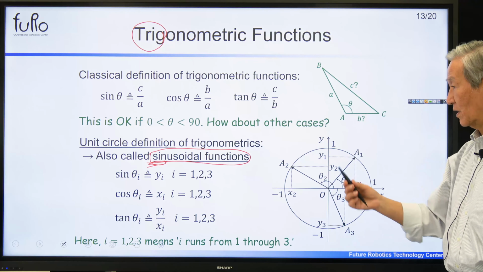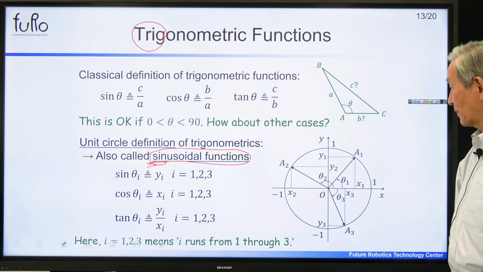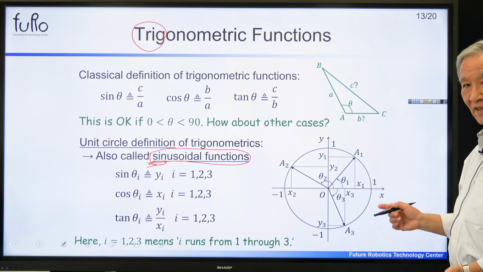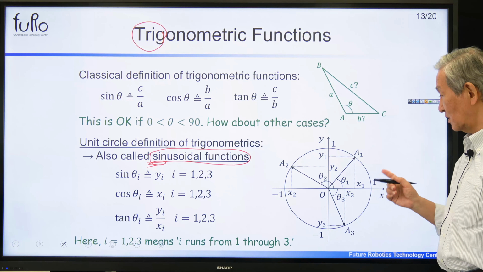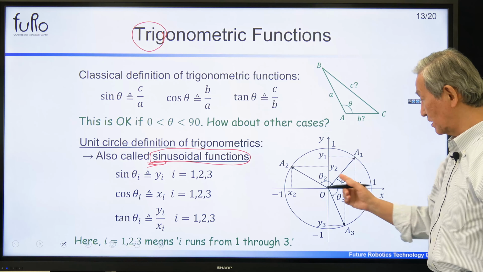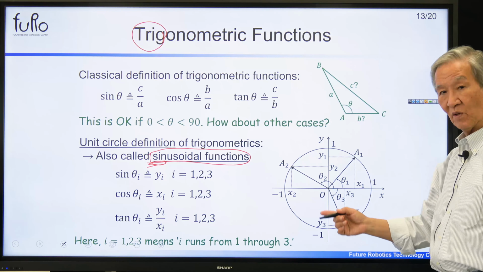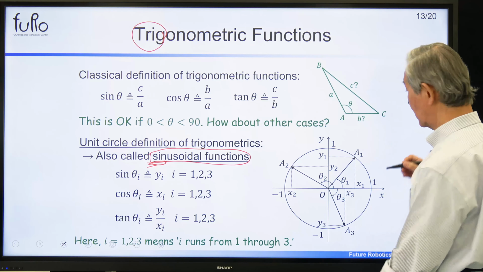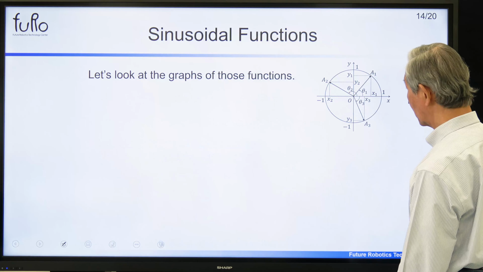So theta 1, y1, theta 2, y2, and so on is what we're going to have. So this is easy. And it does not care where this theta 1 is, how big or negative or positive. So this is useful. Okay?